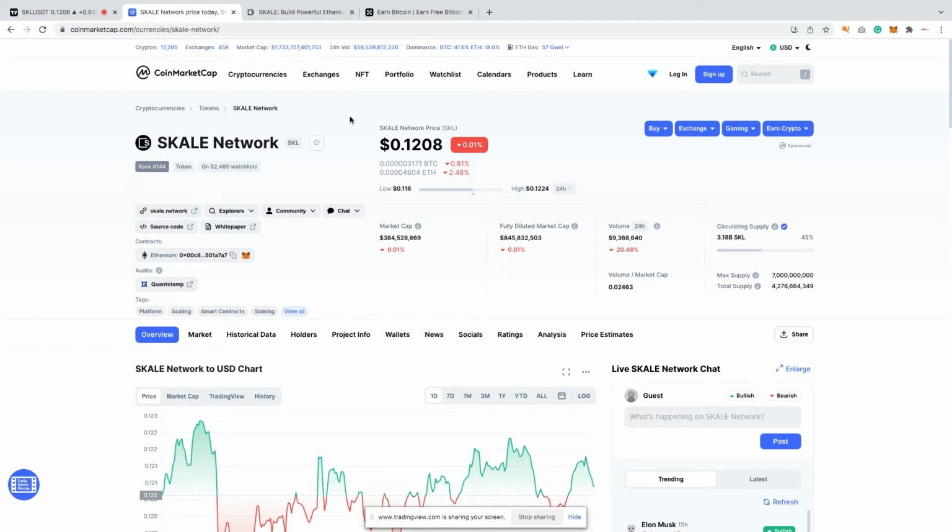$384.528 million approximately. Now, when we're talking about circulating supply, if you don't know what circulating supply is, it's the amount of coins that are circulating in the market and are in the public's hands. The current circulating supply is around 3.18 billion tokens, about 45% of the total supply. If you also don't know what the total supply is, the current total supply is around 4.276 billion tokens. Let me call that again.